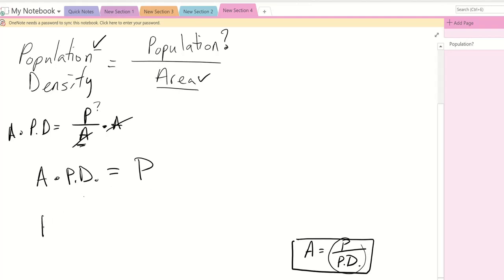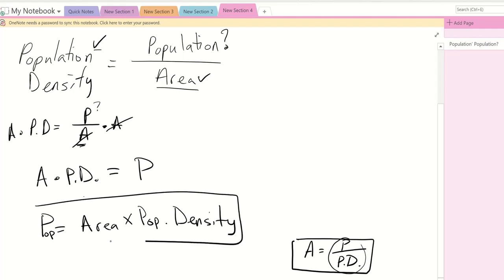So that's your formula, right? We can move it around. So population is going to equal area times population density, right? So that last formula that has to do with population density, if you want to find what population is, that's just area times population density. If you want to find area, that's population divided by population density. If you want to find population density, that's population divided by area, right? So try to remember those three, right?